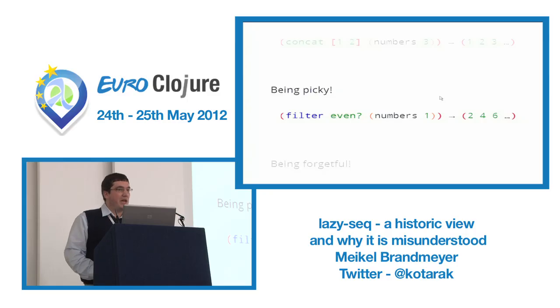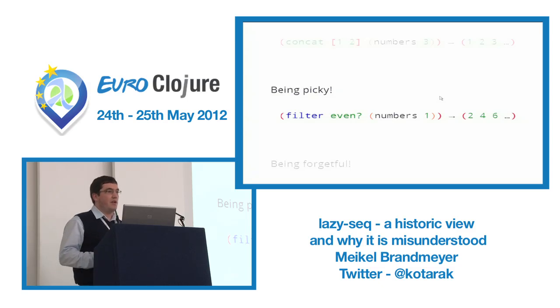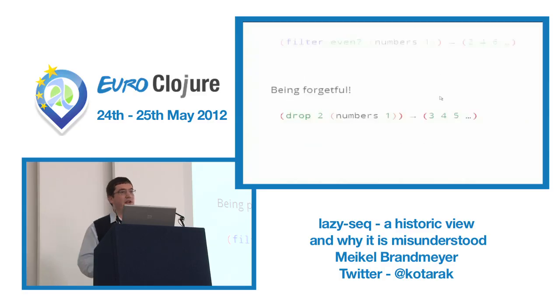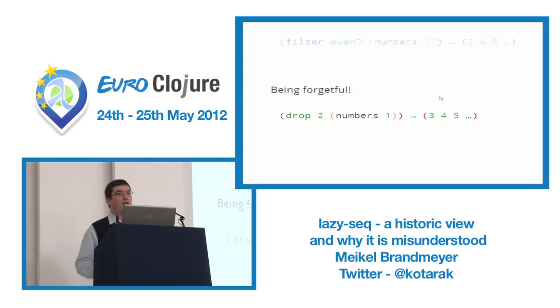We can be picky about what we want to have. So we have all the numbers, and we may only want the even numbers, so we just filter out the odd ones. Or we may be forgetful about our data, so we drop two elements on the floor and get a shortened sequence of the input.